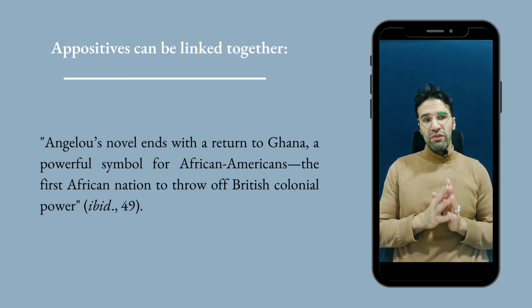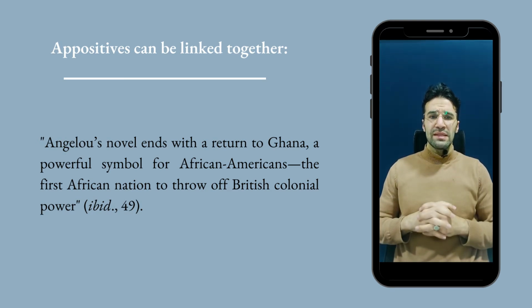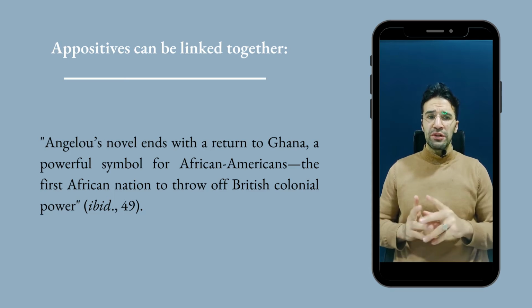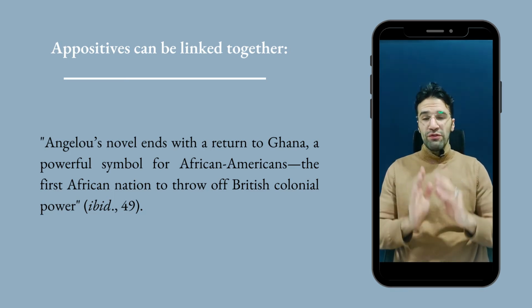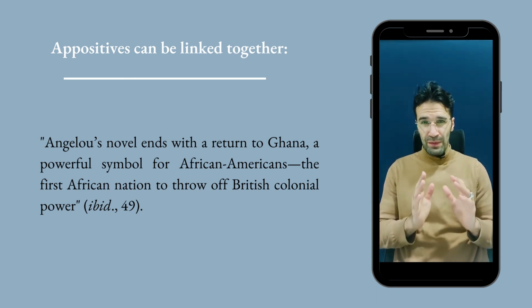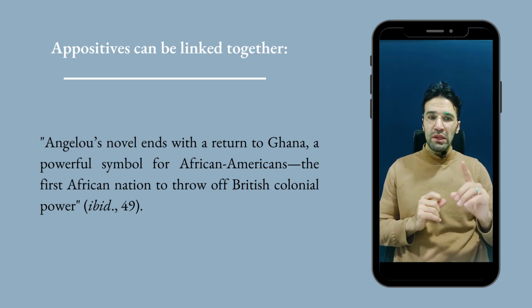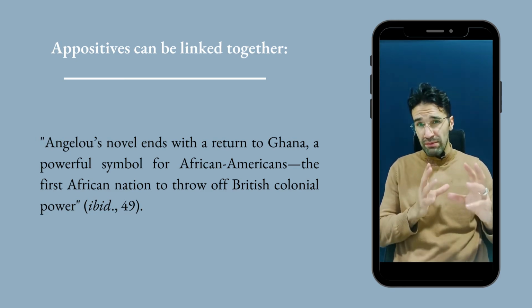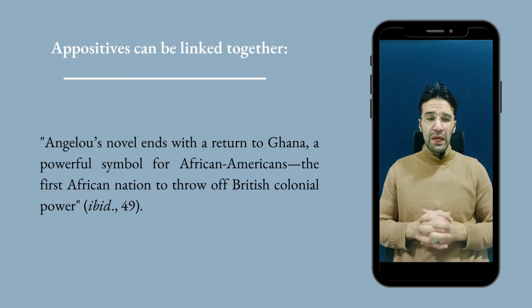The first one refers to the return. Look at the beginning of the sentence. It says Angelou's novel ends with a return to Ghana. That returning part is what the first appositive refers to. What is the first appositive? It is a powerful symbol for African Americans. What is that powerful symbol? The return to Ghana, right?